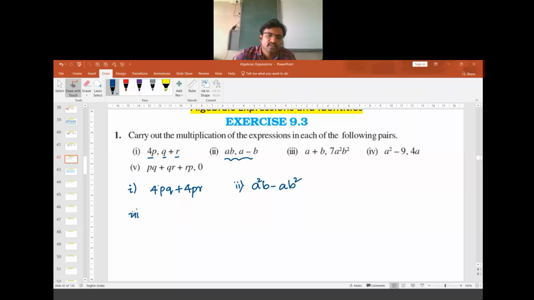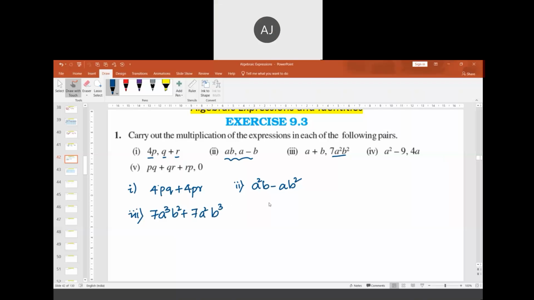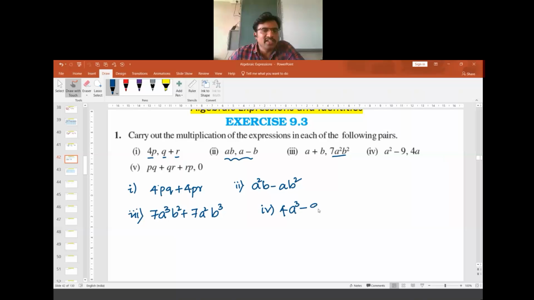For the third one, we have to multiply 7 to this: 7 cube a cube plus 7 square a b square plus 7 a square b cube. Yes, sir. And for the fourth one, 4a cube minus 36a, that is 36 times of a. Very good.